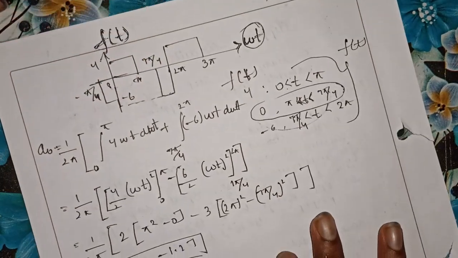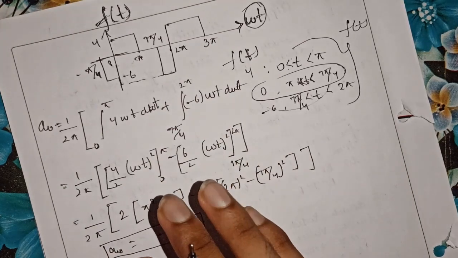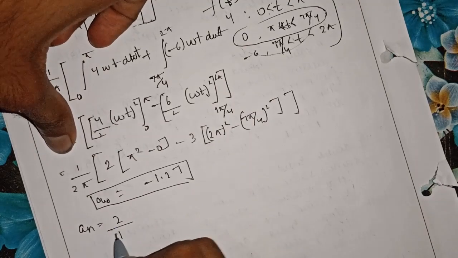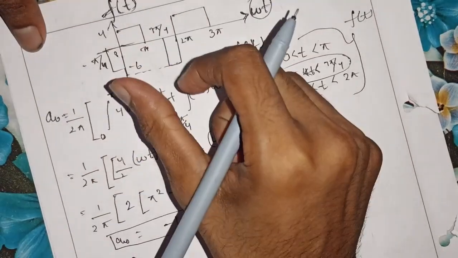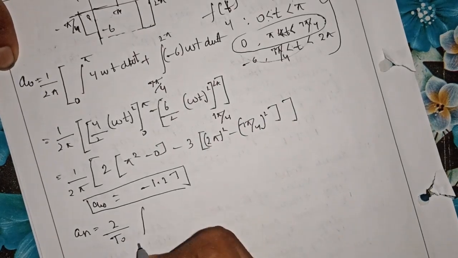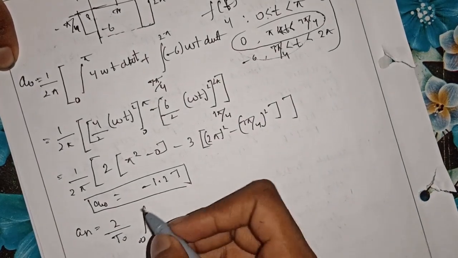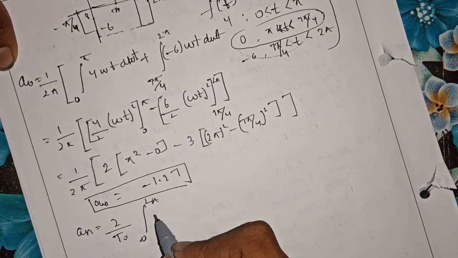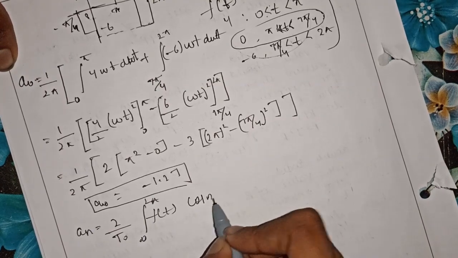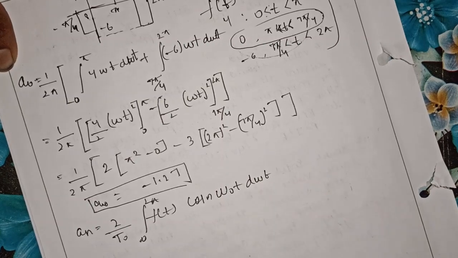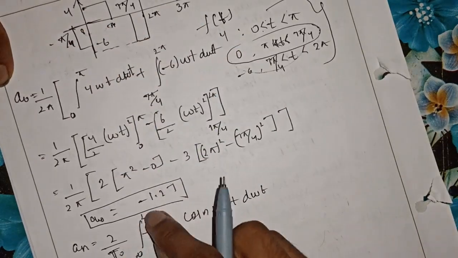The value of En is calculated as 2 by T naught. What is T naught? T naught is basically your entire time period from 0 to 2 pi, or you can simply write the direct formula as the integral from 0 to 2 pi of f of t into cos n omega naught t times d omega t, since you are differentiating with respect to omega t. Here we can see that 2 by T naught is your entire time period, from 0 to 2 pi.